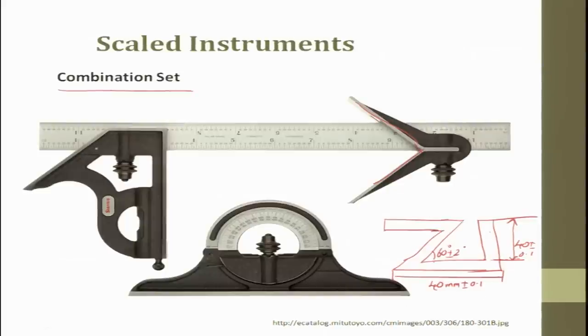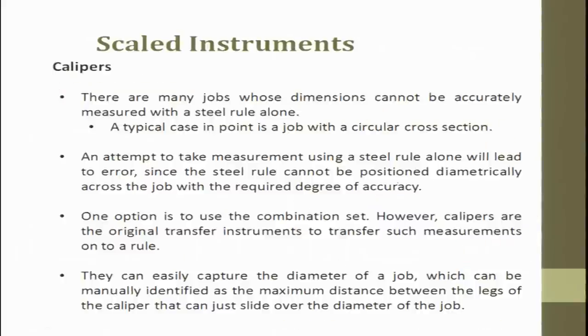So, this slides on the scale, and you can also set a V block for the cylindrical component at an angle. When you put in combination of this, you try to get the result out of it. The next one is a caliper. A caliper is basically to take the dimensions, but it will not give you the values. It is only to take the dimension, take the shape and then transfer it.